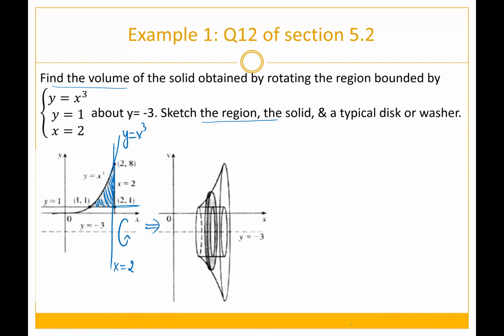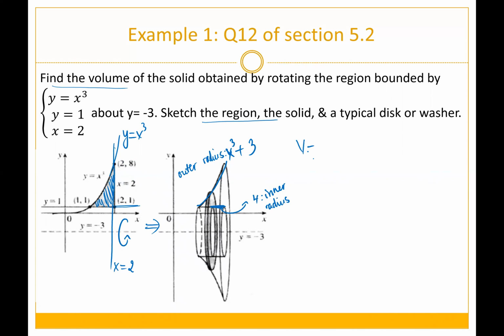As I just said in the previous slide, we have to find the right outer radius and the inner radius. The outer radius is going to be x cubed plus 3, because x cubed is just the distance to the x-axis. You still have 3 more units to go. And the same thing for the inner: this line is y equals 1, so the inner radius is going to be 4. So this is the outer radius, and this is the inner radius.